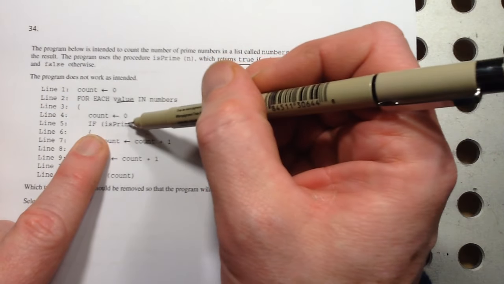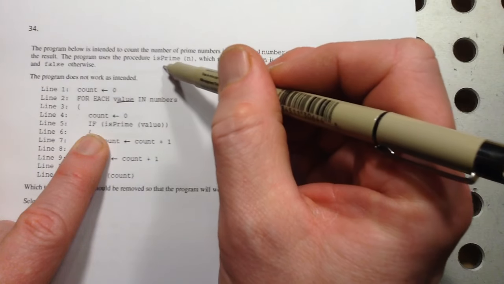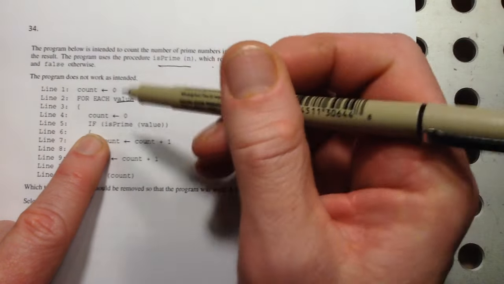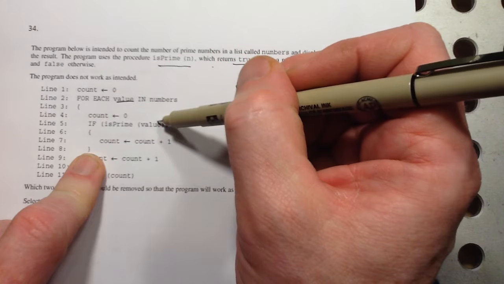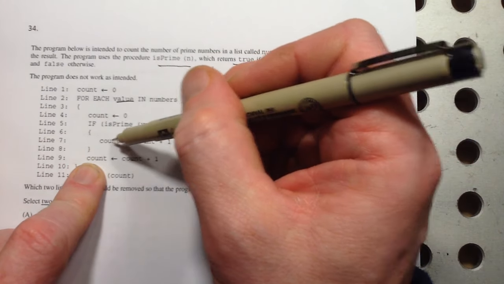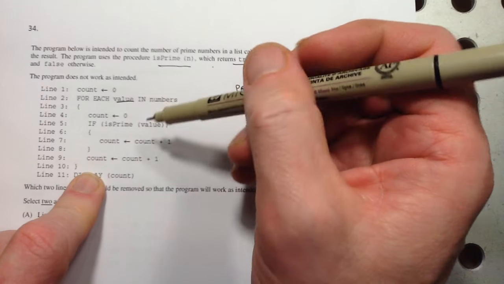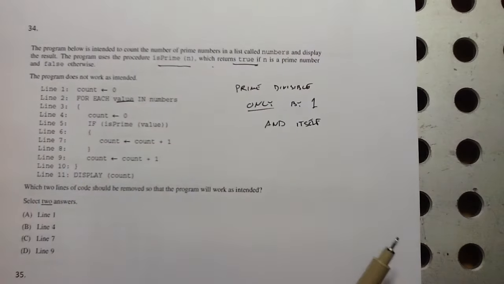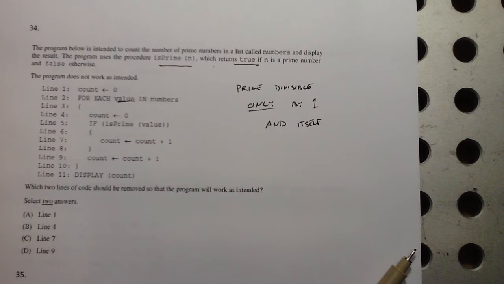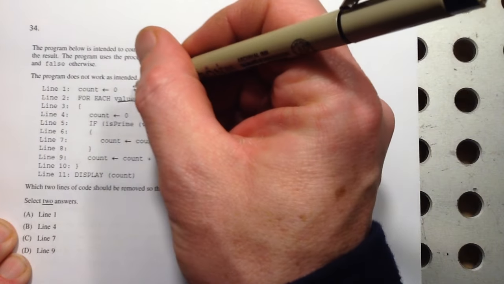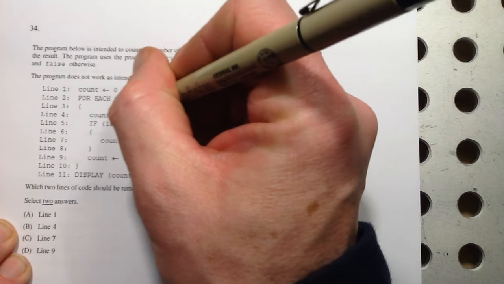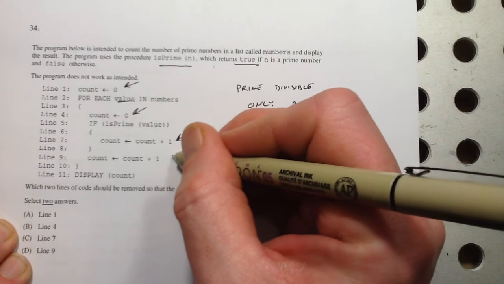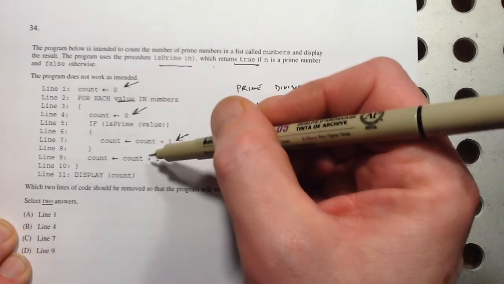If isPrime(value), and isPrime returns true if n is prime, then we're going to increase the count by 1, and then we're going to increase the count by 1 outside that. That's weird. Okay, so there are 2 lines of code that should be removed. There are 2 different settings of count equal to 0, and 2 different increments. So one of each has to go.